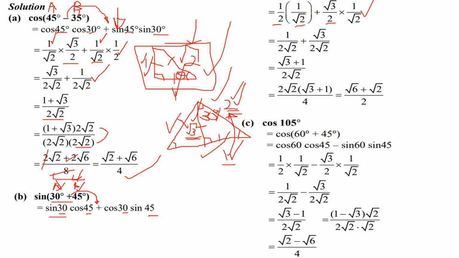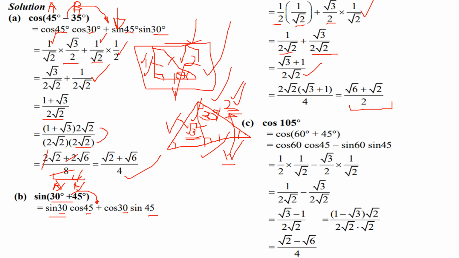So in simplifying, you are going to get 1 divided by 2 root 2, then plus root 3 divided by 2 root 2. Now you find the LCM, which is going to be 2 root 2. In the numerator, you are going to remain with root 3 plus 1. Simplifying, you are going to end up with this answer.